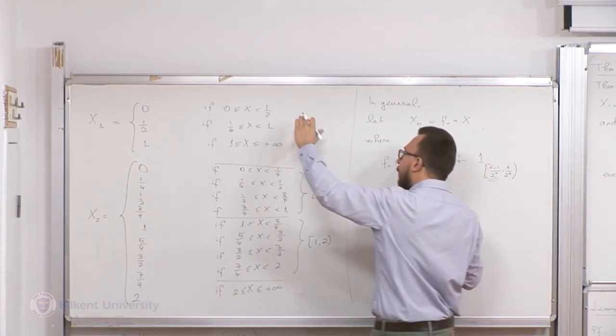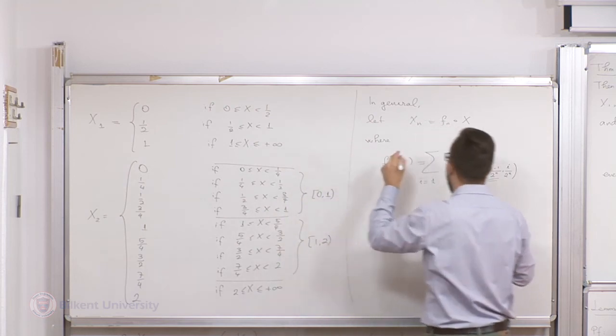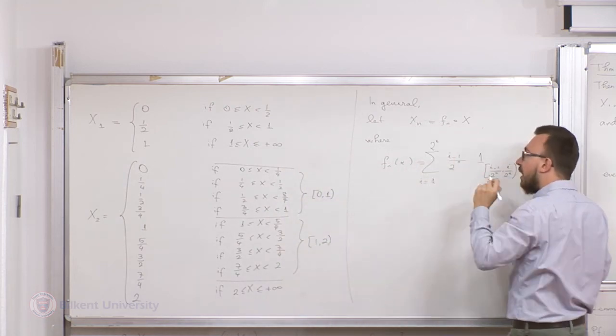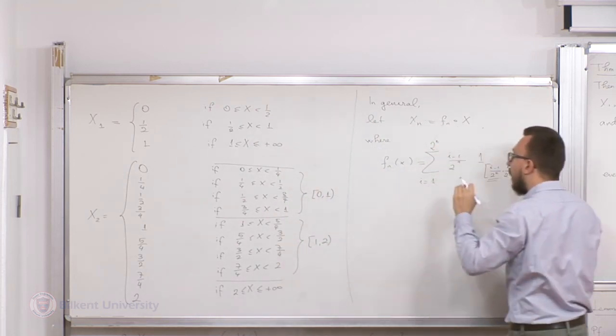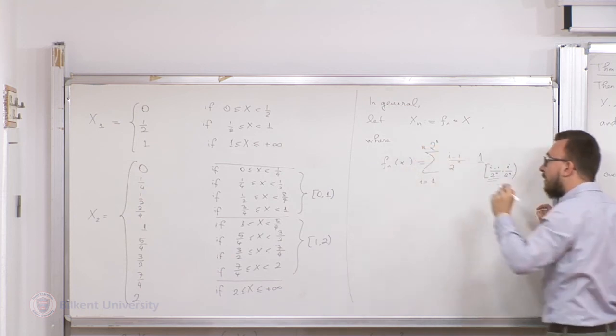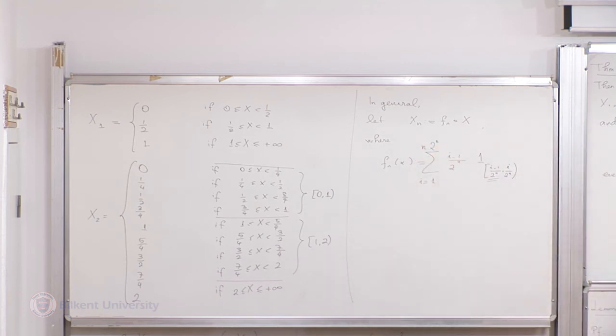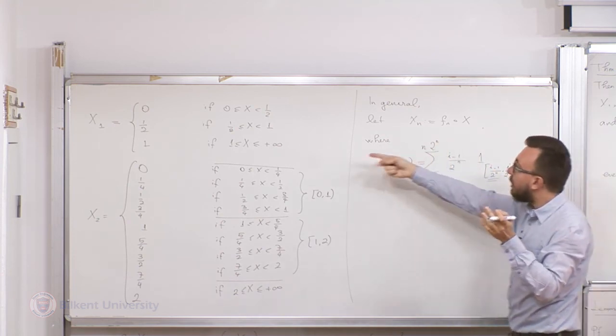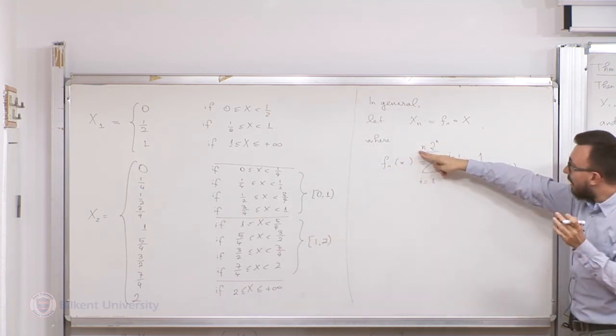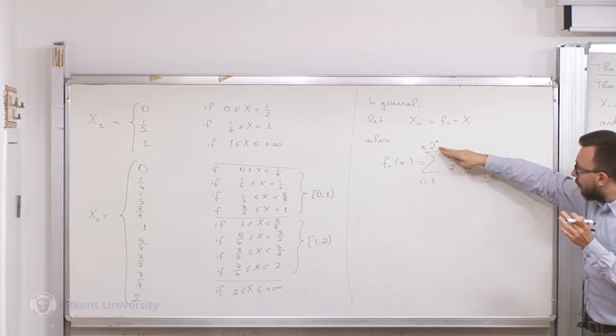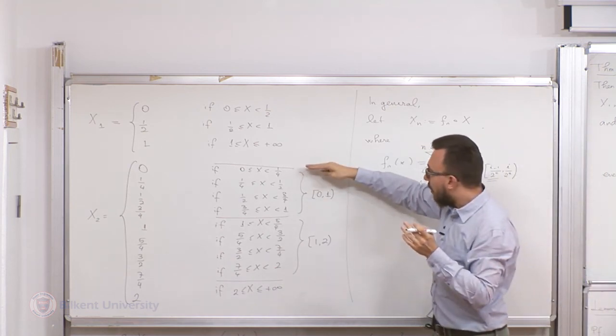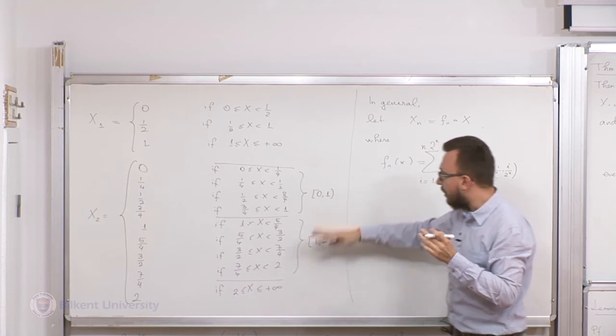So from 0 to 1, you have 2 to the n subintervals. From 1 to 2, you have 2 to the n. From 2 to 3, you have 2 to the n. Therefore, you have n times 2 to the n intervals. For instance, let n be 2. 2 times 2 to the 2 is 8. You have 1, 2, 3, 4, 5, 6, 7, 8 intervals.